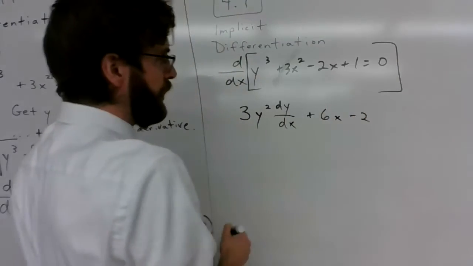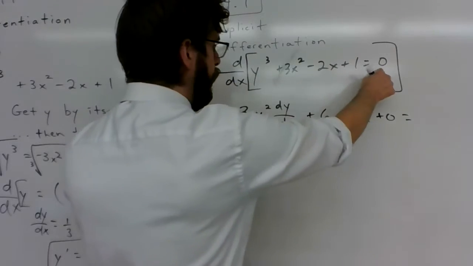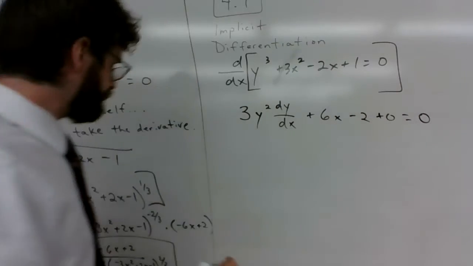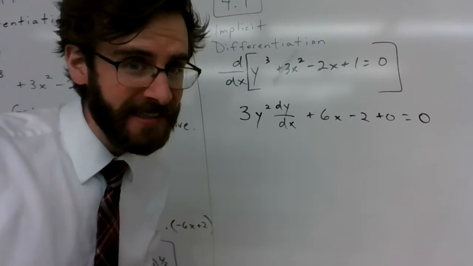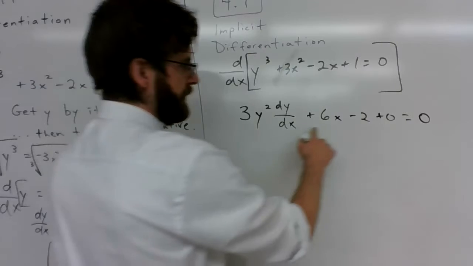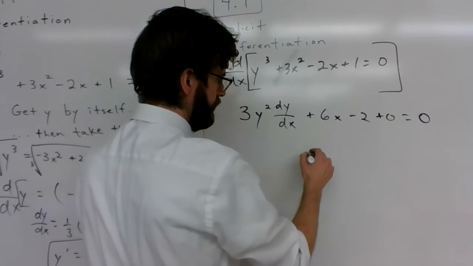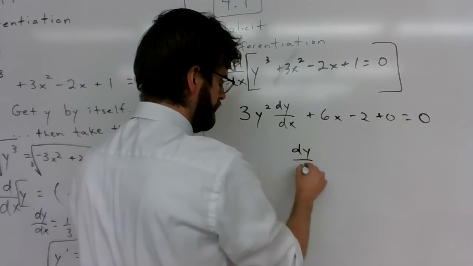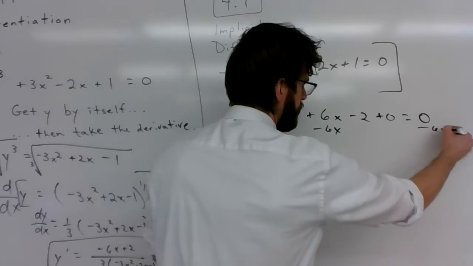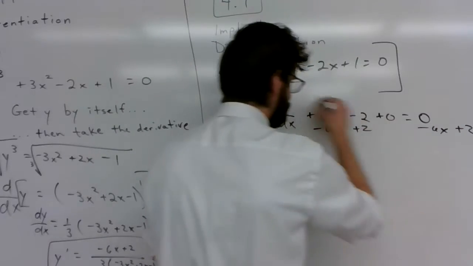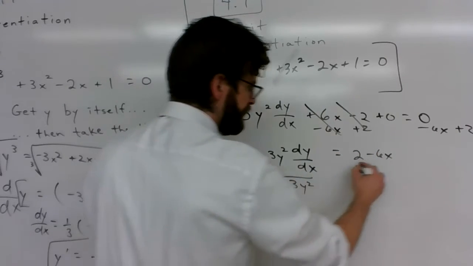It's just going to be negative 2. What's the derivative of 1 with respect to x? It's just 0. What's the derivative of 0 with respect to x? That's 0. And then what you can do is you can say, get dy dx by itself, okay? So plus 2, minus 6x, so 2 minus 6x, and then divide both sides by 3y squared.